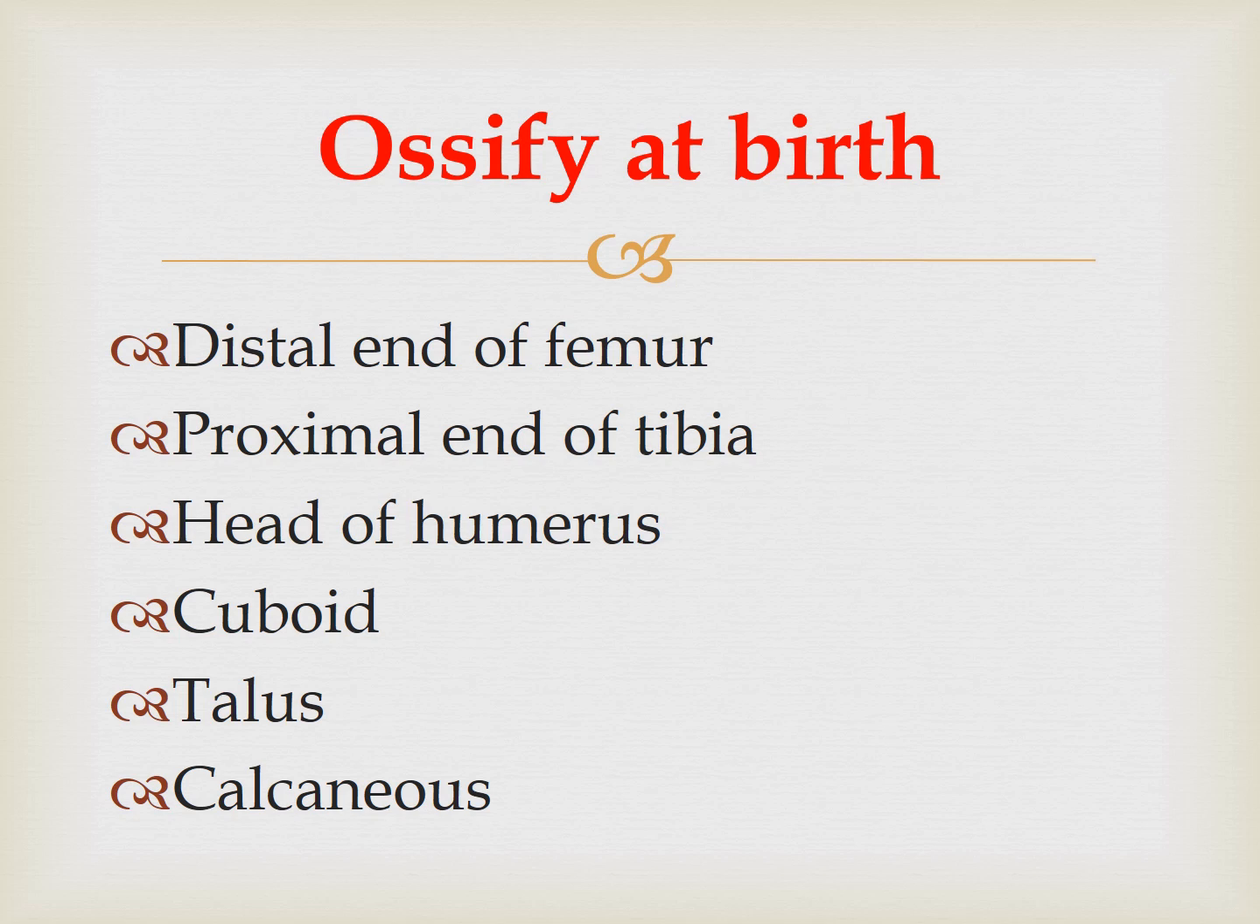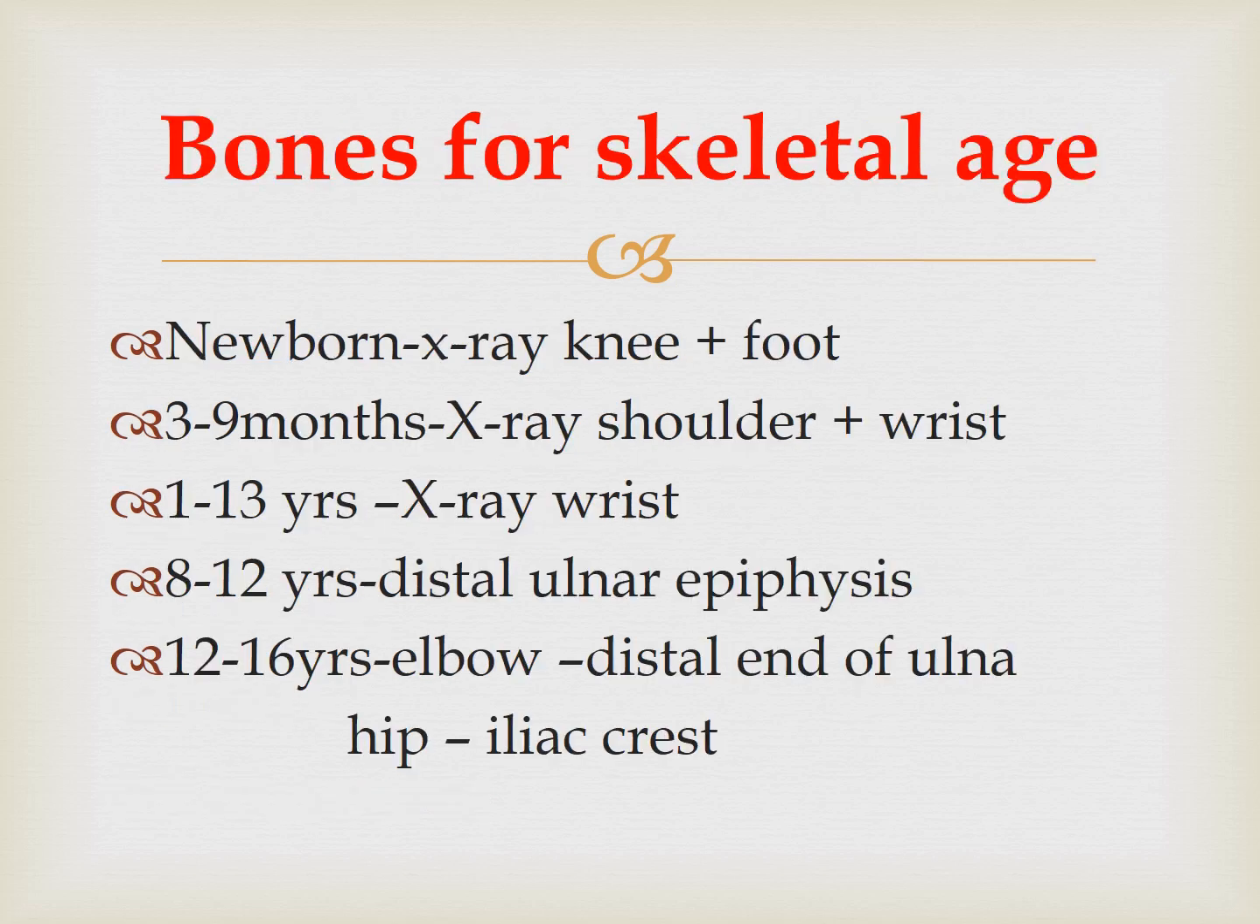This is important because when you send a baby for X-ray, you have to decide which part of the body you're going to order for X-ray. If you know the ossification center at what age, then you can select the part of the body accordingly. For a newborn, if you want to see the bone age, do X-ray of knee plus foot. At 3 months to 9 months of age, X-ray of the shoulder and wrist is done.